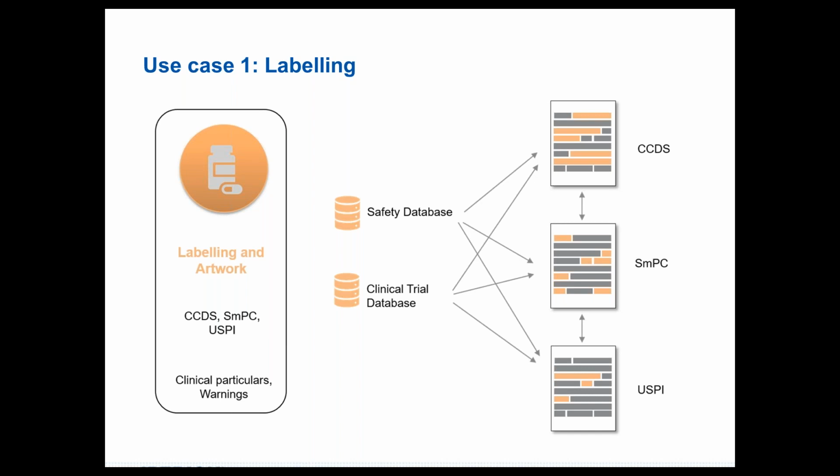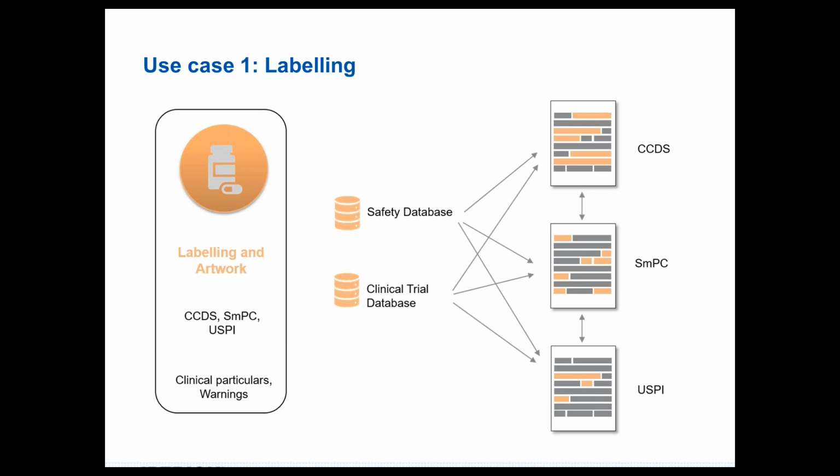Now the question here comes, how can that potentially change with structured content authoring? On the slide, you will see there are depicted two different potential source systems with the information that we find in the product information documents. The first one, this is safety database, and the second one, clinical trial database.